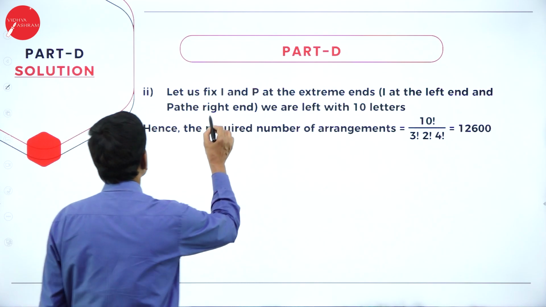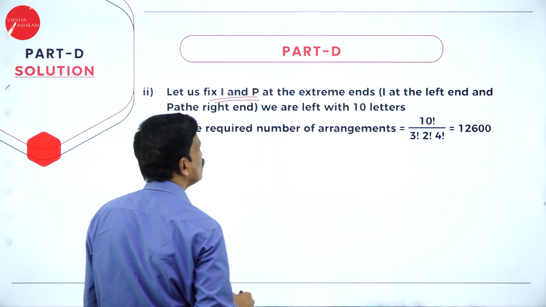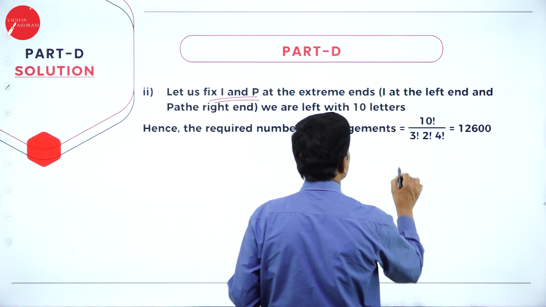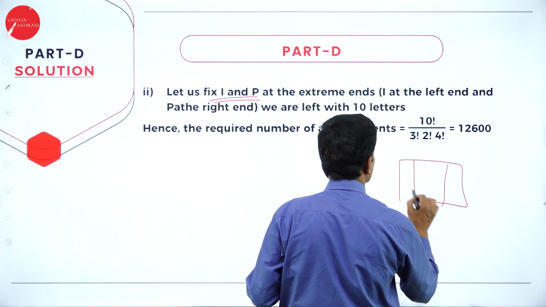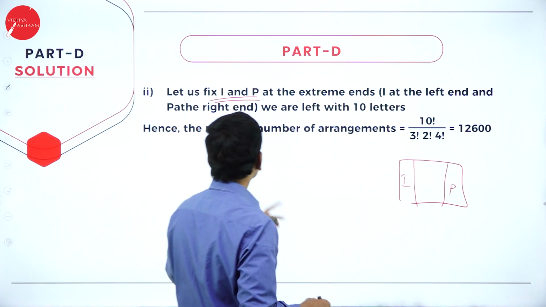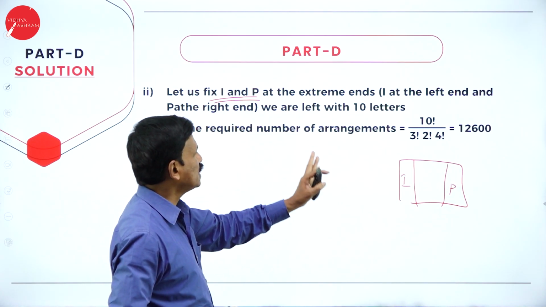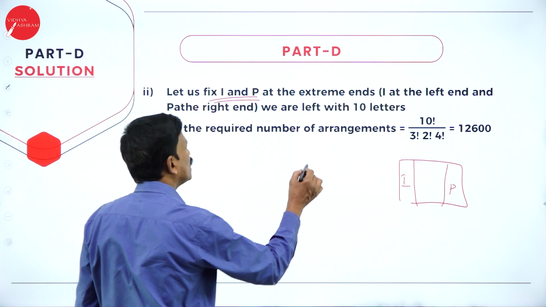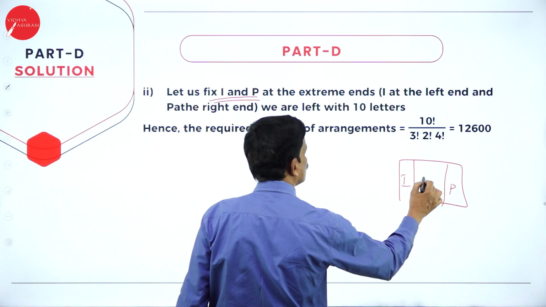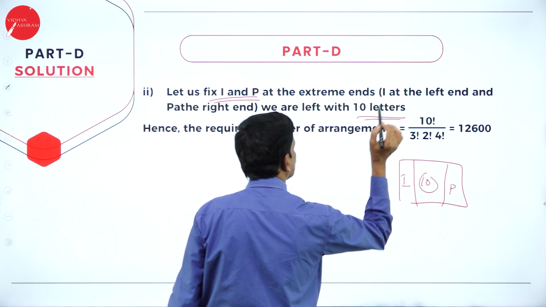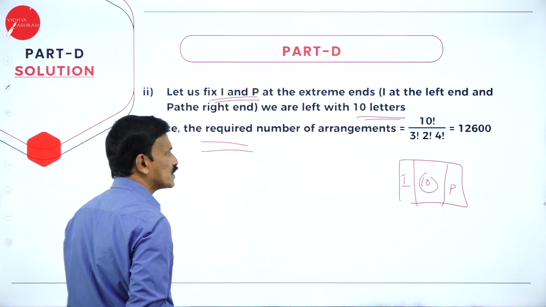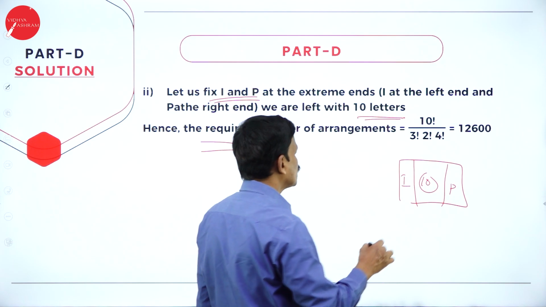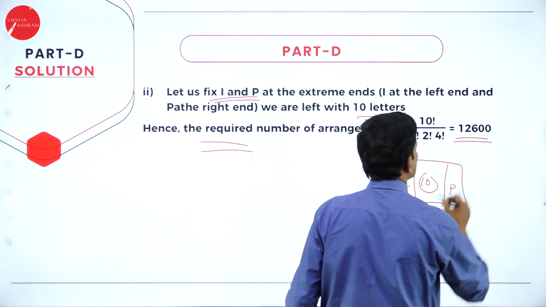So let us fix I and P at the extreme ends, I at the left end and P at the right end. We are left with how many letters? 2 letters are gone, so only 10 letters are left. Therefore the required number of arrangements is 10 factorial divided by 3 factorial into 2 factorial into 4 factorial, that is nothing but 12,600.